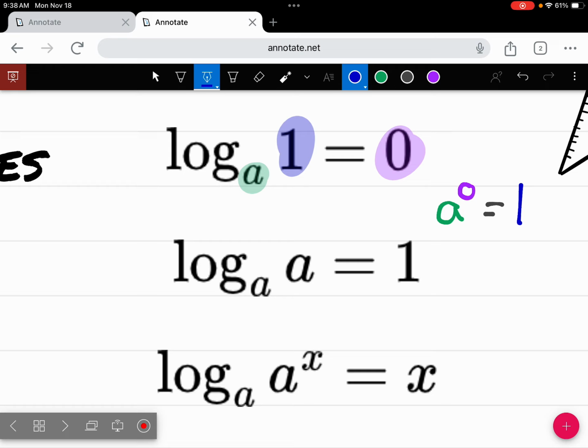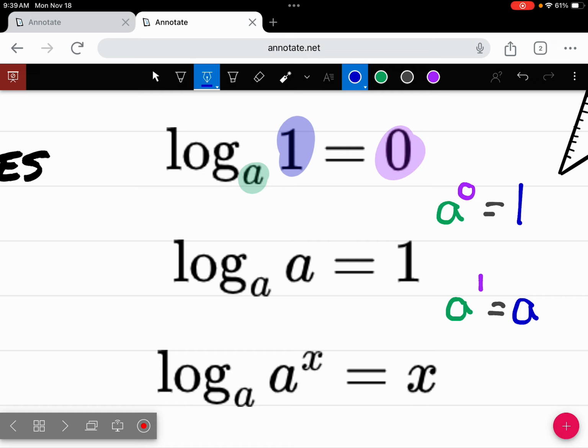Same thing on the next one. This is saying a very similar thing, is that any base raised to the power of 1 equals itself. So log base a of a is always going to equal 1. So if your base and your argument match, your exponent's 1.